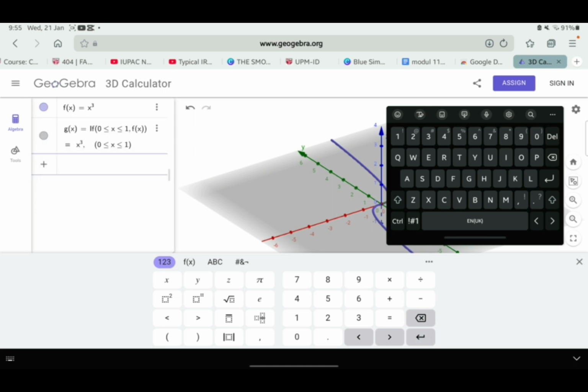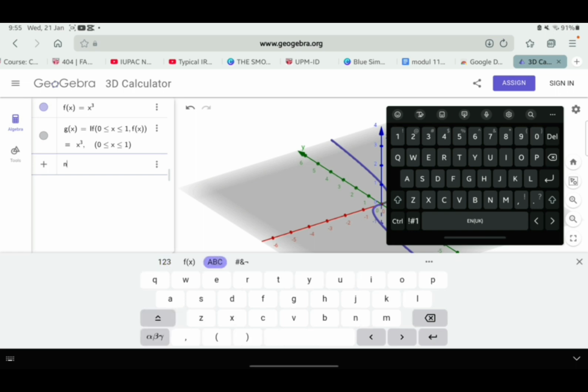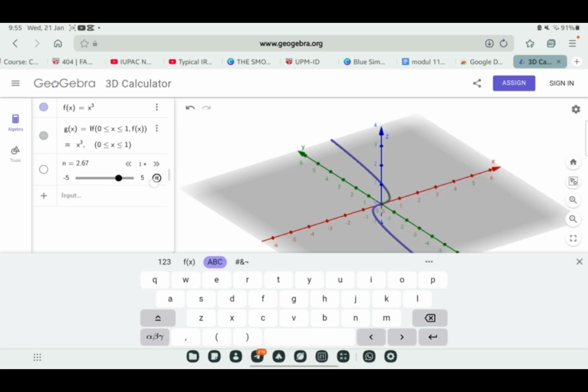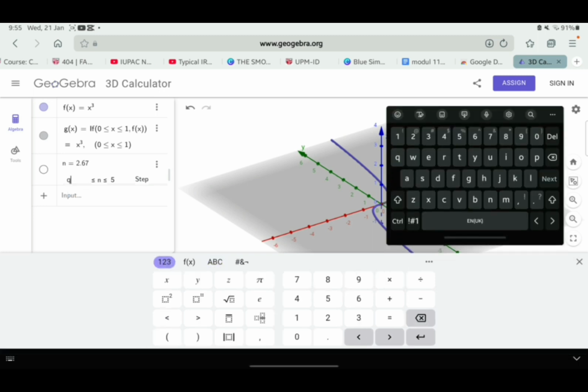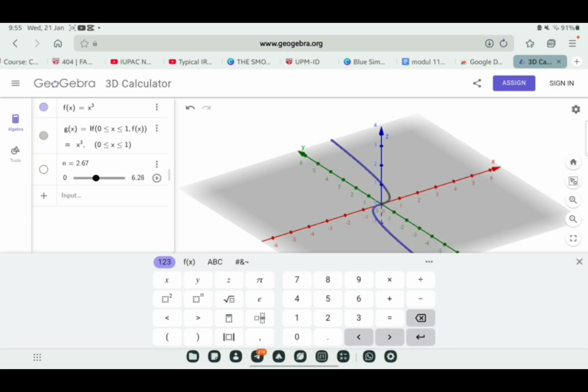And then we need to put in the sliders. First of all, we put n, and then press the 3 button, and then we get the sliders. And then on the sliders, we need to change from 0 until 2 pi. Then we got the sliders.